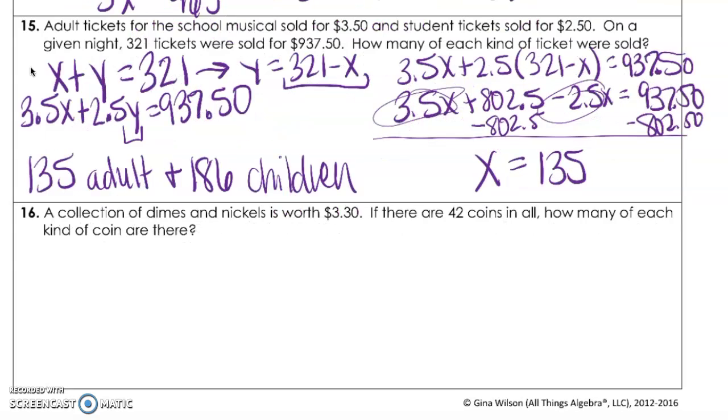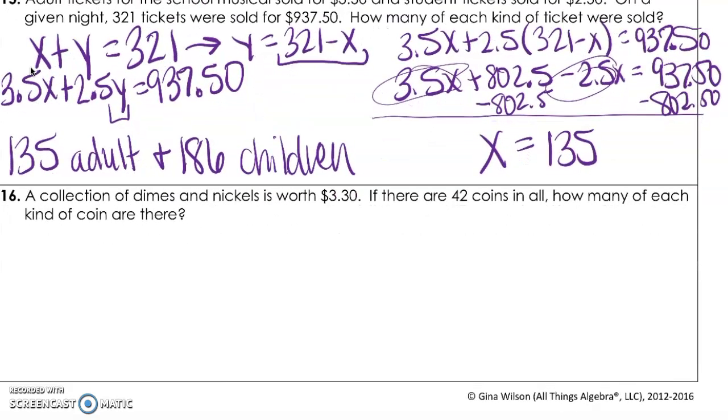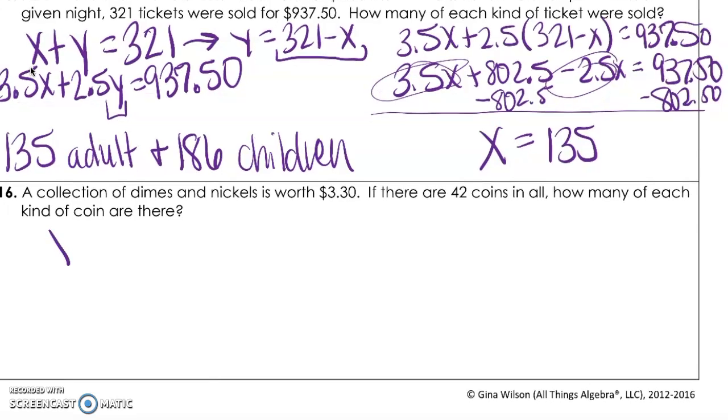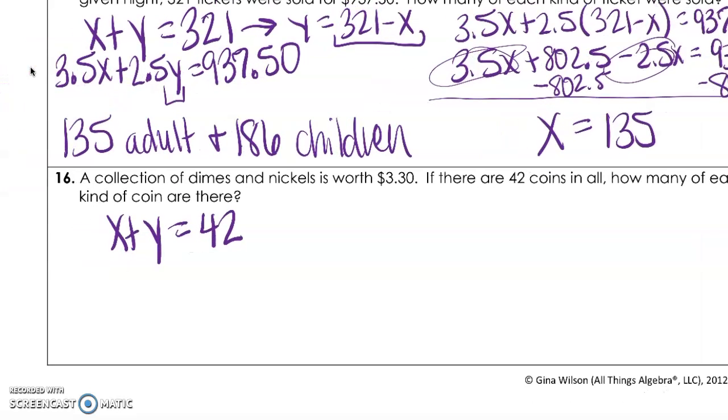And 16, this one is with dimes and nickels, so you need to know how much they cost. So there are 42 total coins, so x plus y equals 42. How many coins? 42, so that gets the plain ones. Then how much are they worth? So we have dimes and nickels. So dimes are 10 cents, so 0.1. Nickels are 5 cents, 0.05, for a total of $3.30.